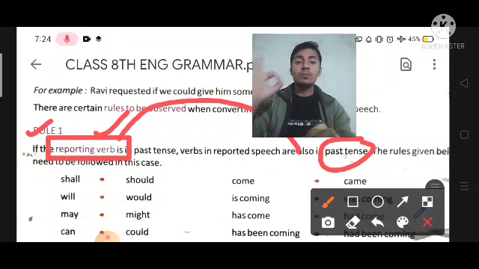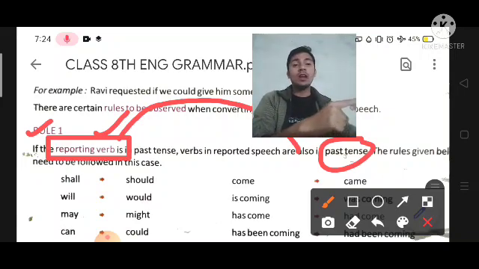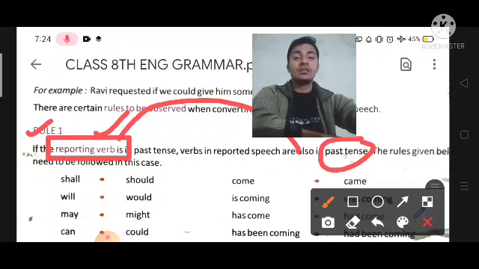Because when you have the reporting verb in past tense, it is very important to understand that you must change the next part. What is the next part? Reported speech. So reported speech you will also change into past. This is very important to understand.